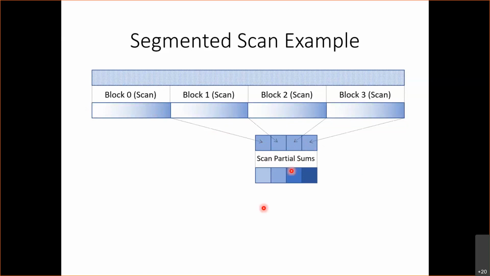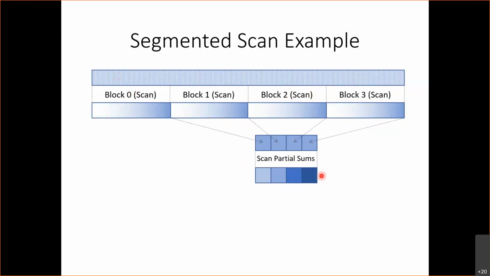So we scan the partial sums. Now this element corresponds to the sum of all the elements in block 0. This element corresponds to the partial sum of block 0 and block 1. In other words, it corresponds to the sum of all the elements in block 0 and block 1. This element here corresponds to the scan of the partial sums, so it's the sum of blocks 0, 1, and 2. In other words, it's going to be the sum of all the elements in blocks 0, 1, and 2, etc.